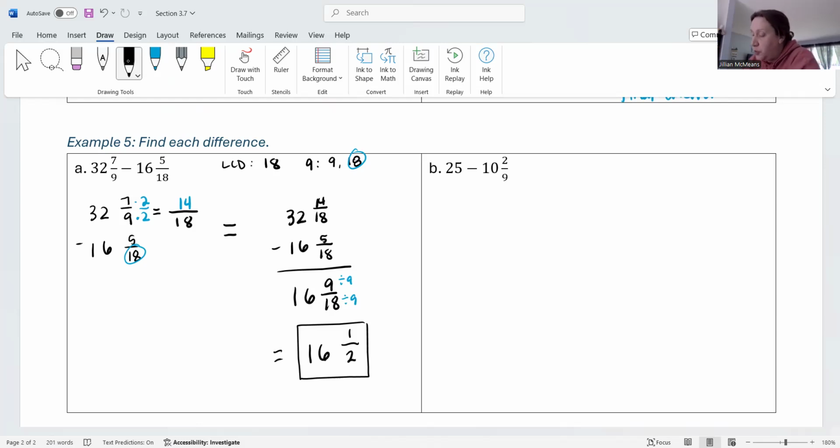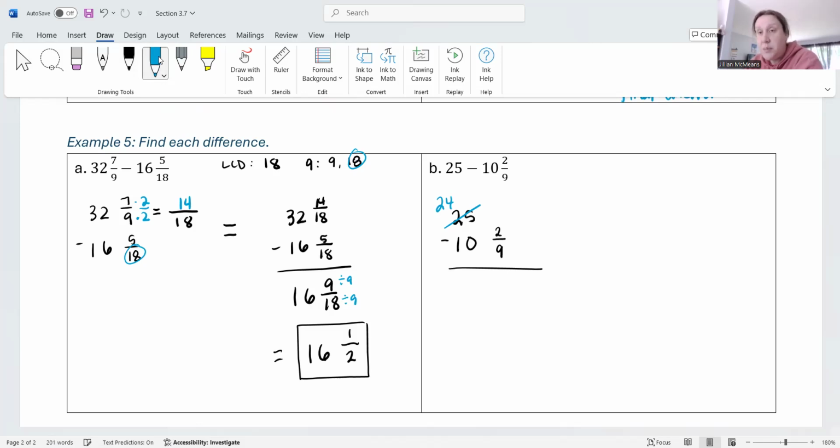For part B, we have 25 minus 10 and 2/9. The issue here is I need a fraction in the first number. So I need to rewrite 25 as some kind of mixed number form. It's not going to be exactly a mixed number, but it needs to look like one because I need a fraction to subtract 2/9 from. So what we do is borrow 1 from the 25. We take 1 from 25, making it a 24.